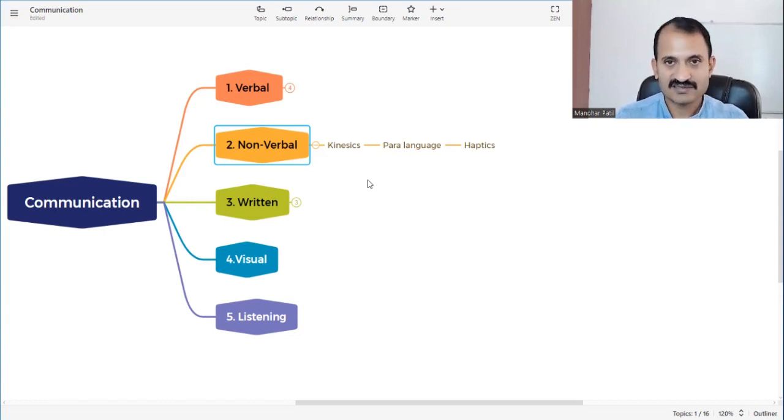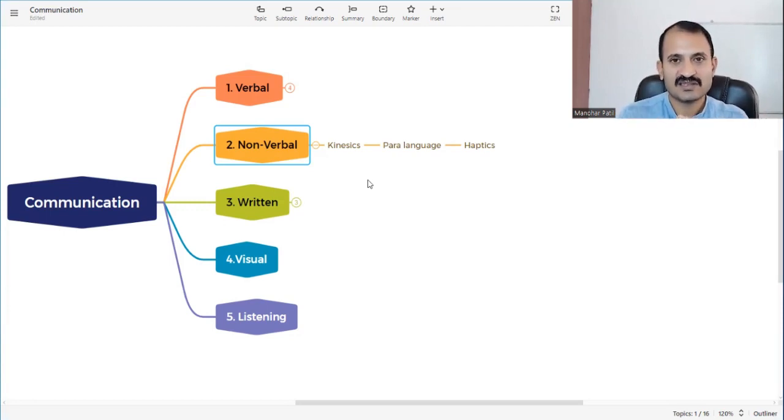When you hug somebody, it shows the warmth and caring attitude towards that person. So no need to talk much. Just by doing small gestures, you can express your feelings. So this comes under haptics.